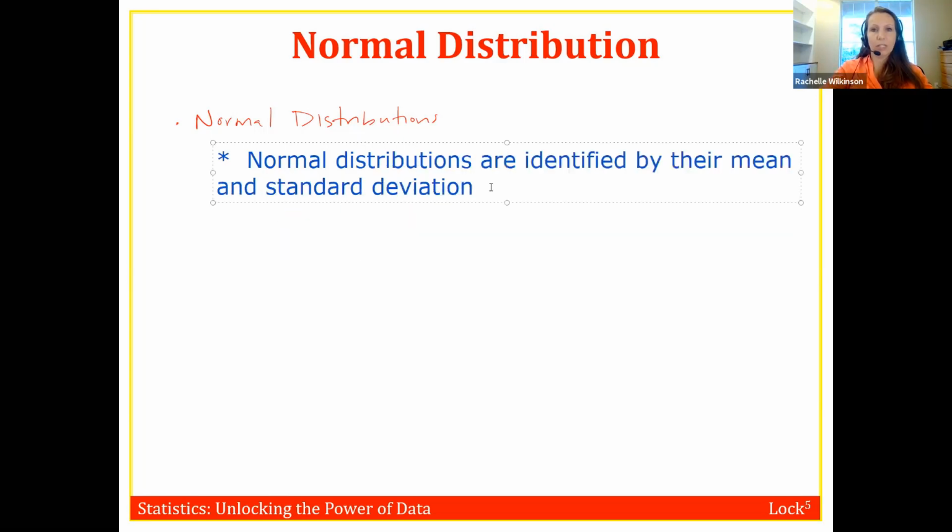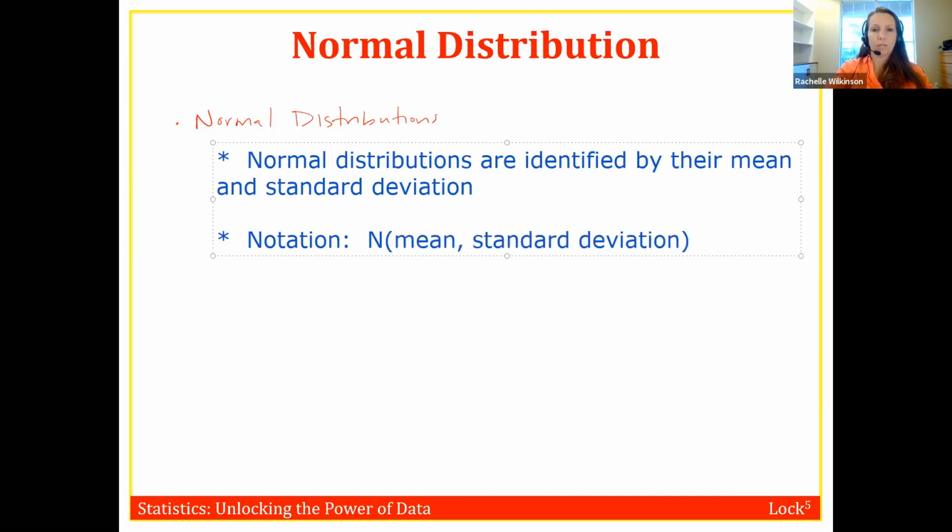The notation that we're going to use for a normal distribution looks like this. We have a capital N, and then in parentheses, you put the mean and the standard deviation. That's how we list it. Normally the mean and standard deviation are going to be numbers, so we might say something like normal 35, 10. That would tell me that it's a normal distribution with a mean of 35 and a standard deviation of 10. So this is the notation that we use.